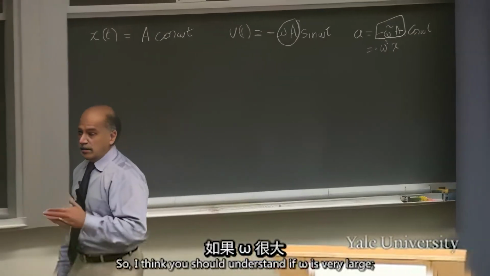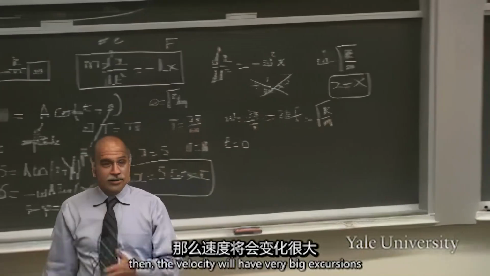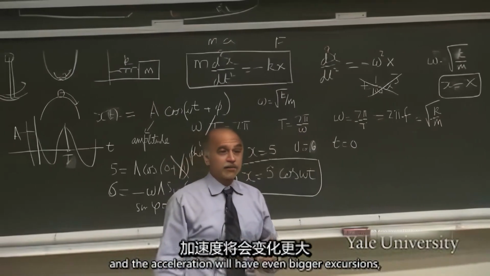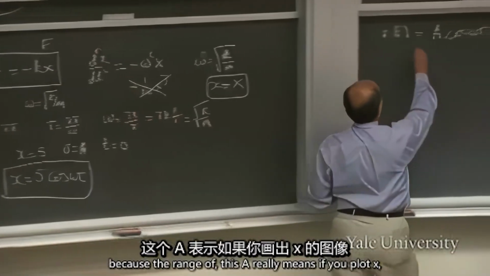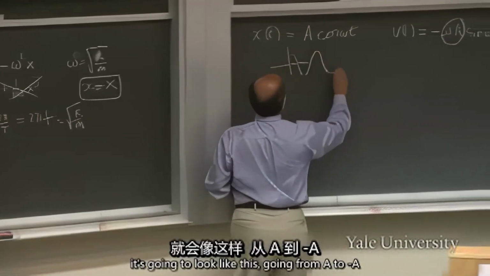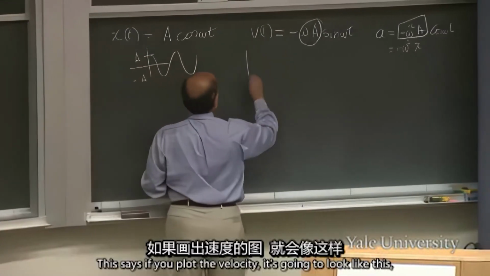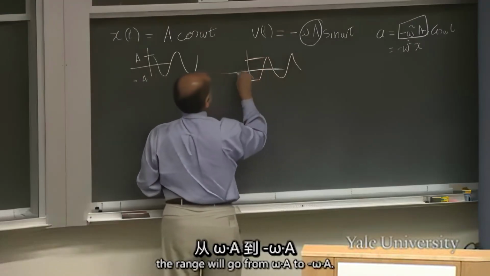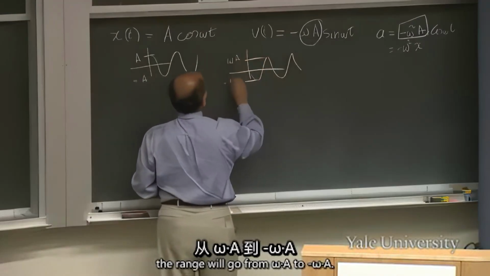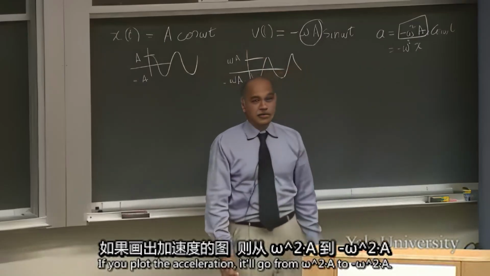So I think you should understand, if omega is very large, then the velocity will have very big excursions, and the acceleration will have even bigger excursions. If you plot x, it's going to look like this, going from a to minus a. If you plot the velocity, it's going to look like this. The range will go from omega a to minus omega a. If you plot the acceleration, it'll go from omega squared a to minus omega squared a.